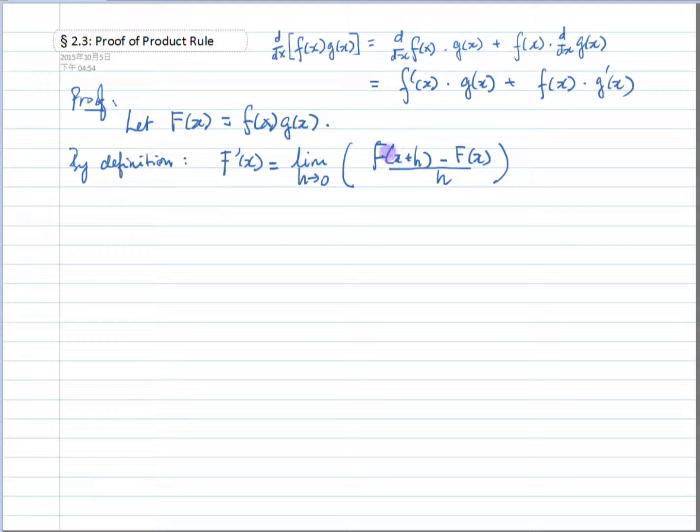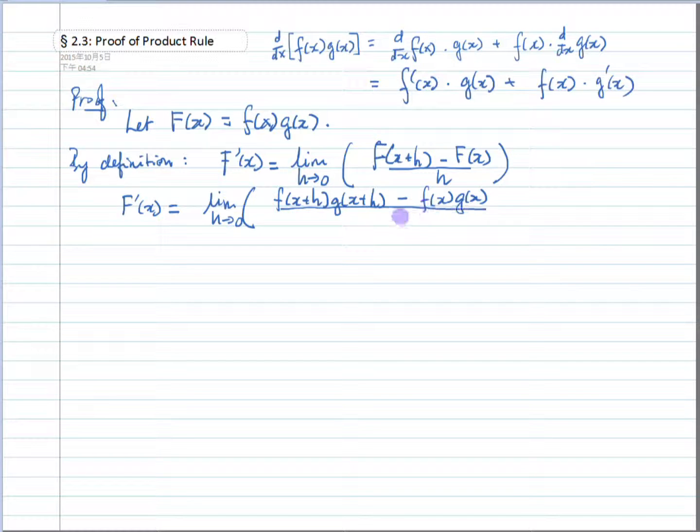Now, we put the expression of F into these two terms here. Therefore, we will get F prime of x equal the limit as h goes to 0 of f of x plus h times g of x plus h minus f of x times g of x, the whole thing divided by h. So the next thing we're going to do is to expand this expression.